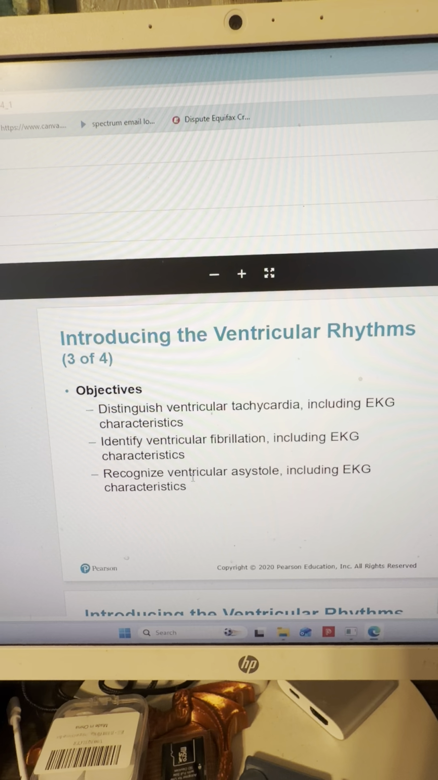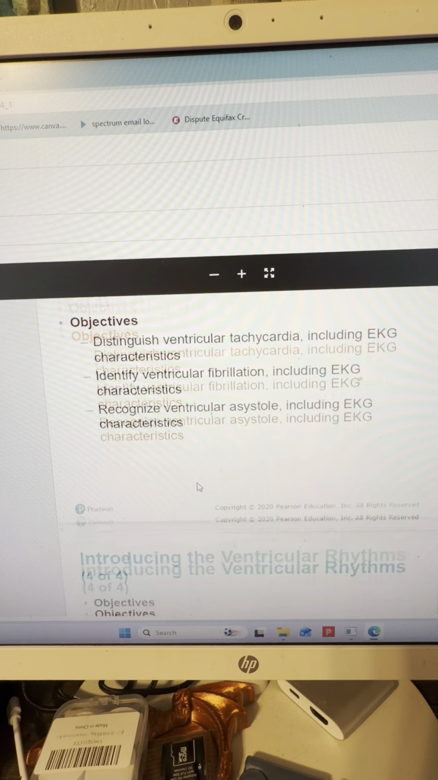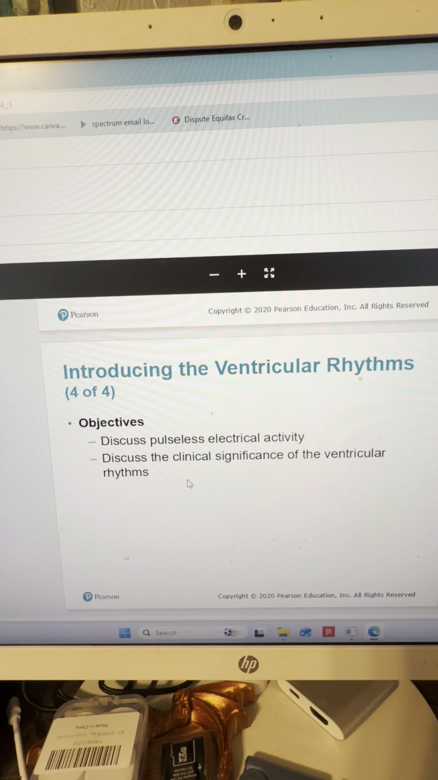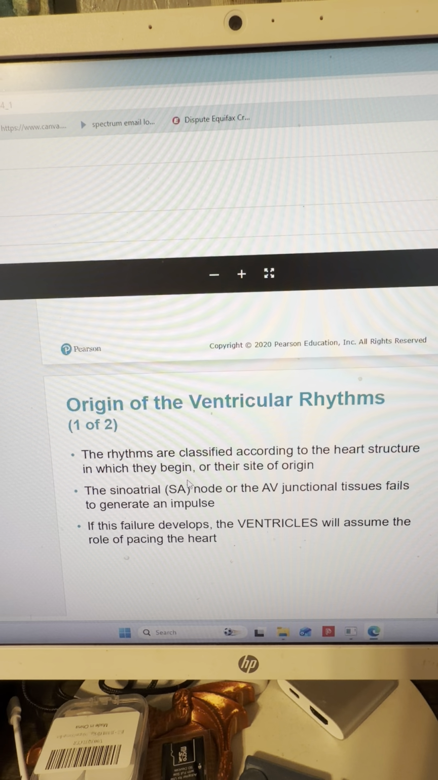So if your ventricles stop working but your atria are still working, you'll just have a rhythm of P waves. We're also going to start talking about PEA and what to do for all of those things.